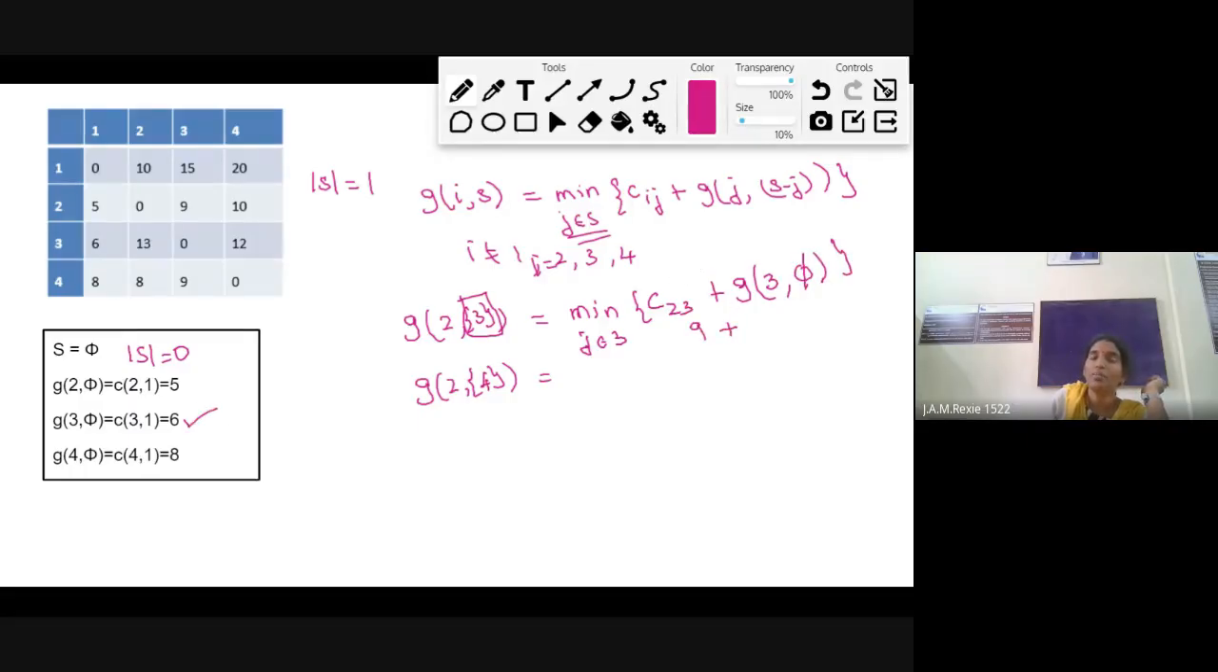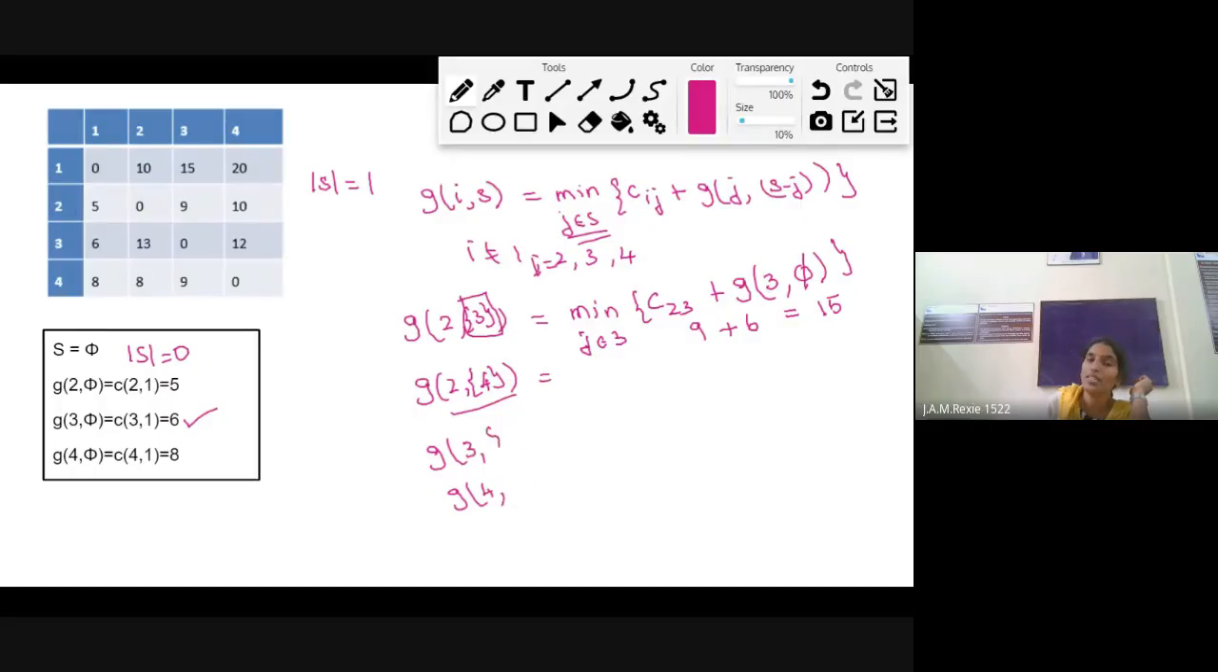This answer is available in the previous step. It is already memorized by the dynamic programming technique. So that 6 has to be used, and we are getting 15 as the answer. So g of 2 comma 3 is 15. Similarly, we have to find for 2 comma 4. Then we have to find from 3, then we have to find from 4.